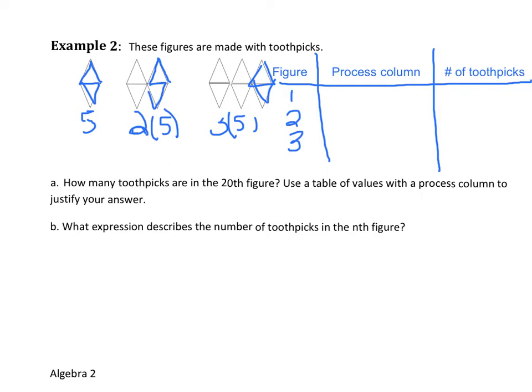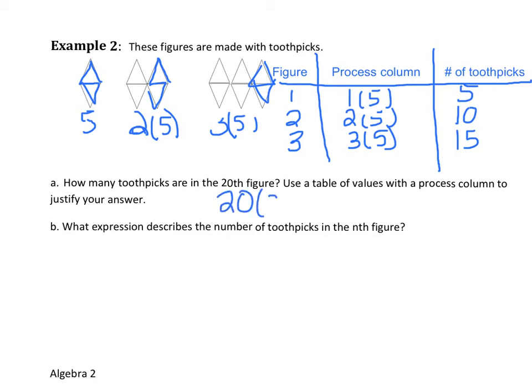That's why they call it the process column, but what are the directions? How are we going to get this answer? Good. So I'm taking my figure number and literally just multiplying it by 5. The number of toothpicks for my first figure is 5, my second figure is 10, and my third figure is 15. And now if I had 20, what would happen? I'd take 20 times 5 and I get 100 toothpicks.